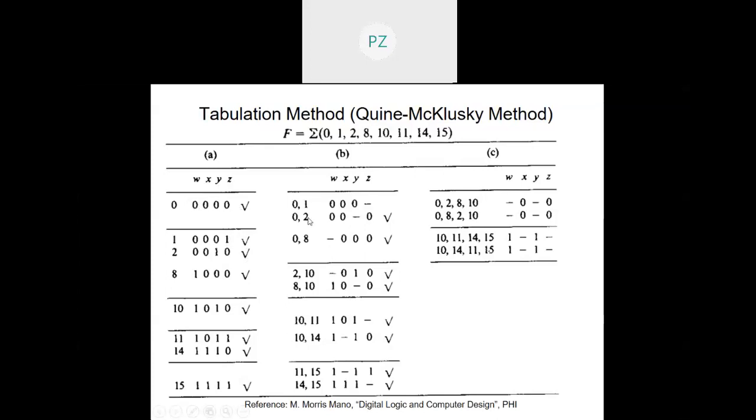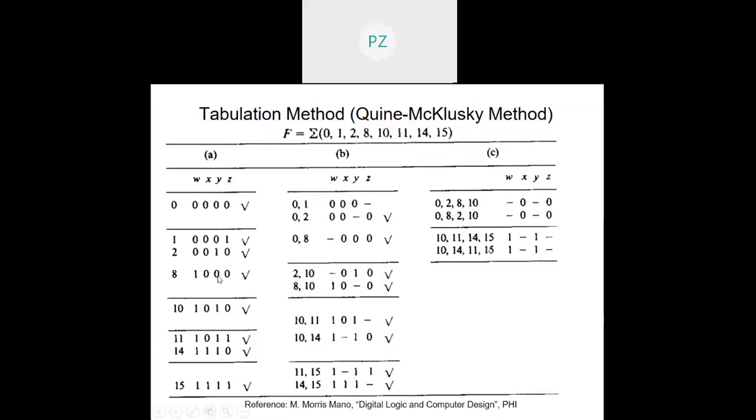And now I'll write here 0 2, and then I can write 0 0, and since this is varying, I'll write 0 0 dash 0, right? 0 0 0 dash 0. So this is what I'll do. 0 2 can be combined and I'll write 0 0 dash 0.